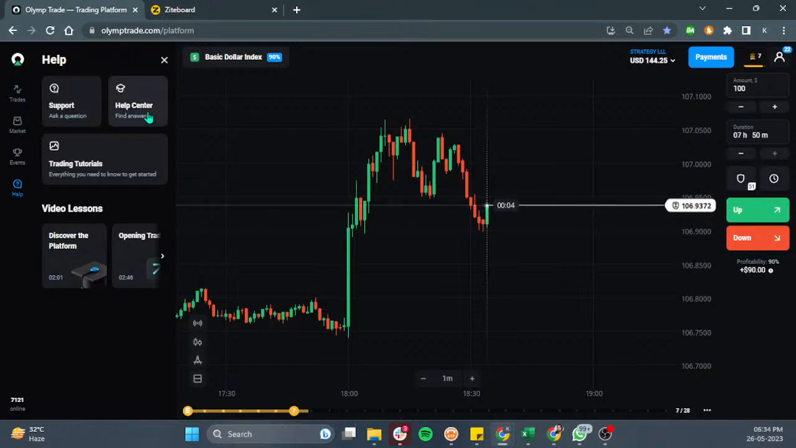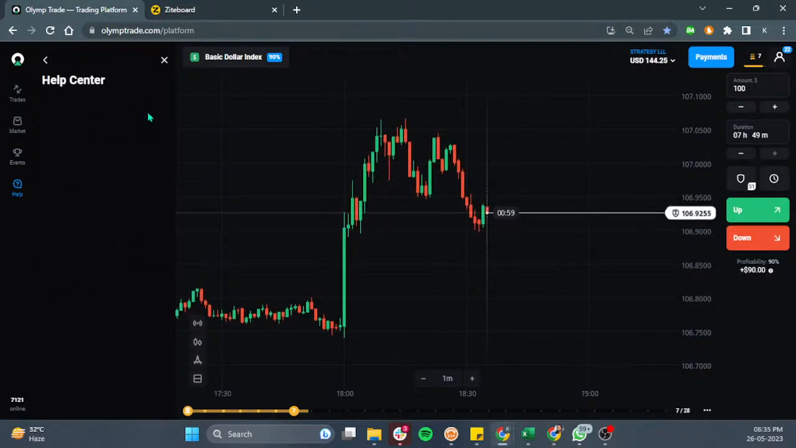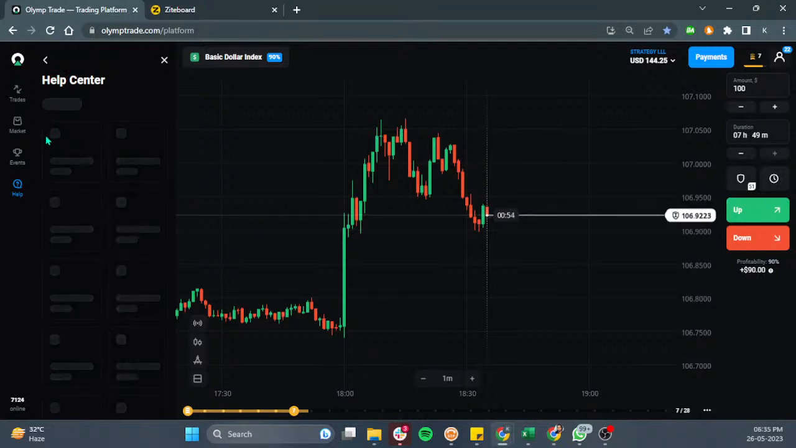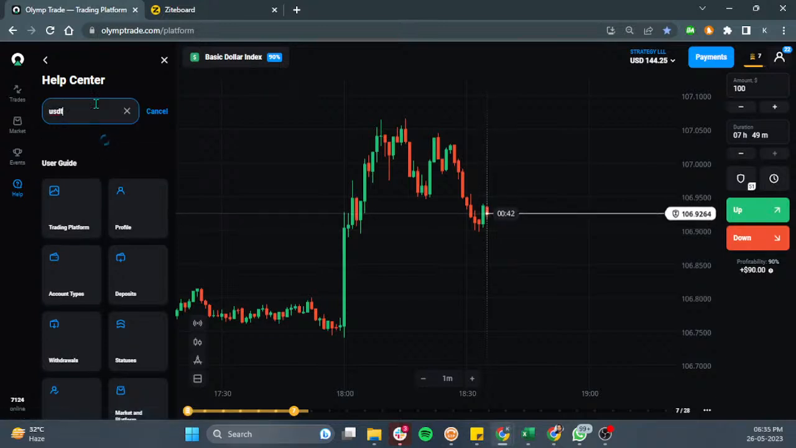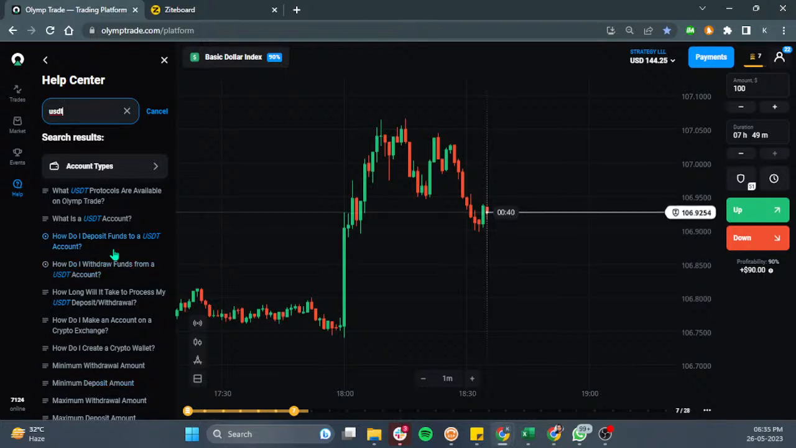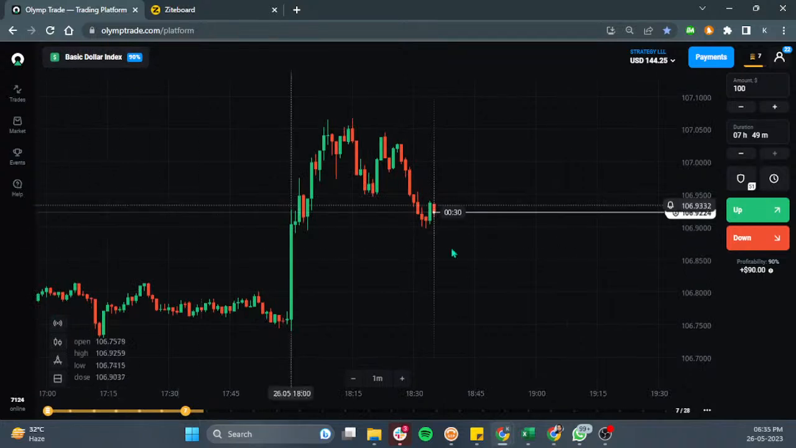Or maybe you want to know about some aspects of the platform. For example, you want to know how to make a deposit via USDT. So what you can simply do is come over here and type that particular keyword, USDT or maybe Skrill, Neteller, UPI, PhonePe. So you will find all the articles related to that keyword over here. For example, if I type USDT right now, every article on the platform regarding USDT will be shown to you. For example, this is the one. What is a USDT account? How do I deposit funds to a USDT account? So you can get all that information for your reference over here.